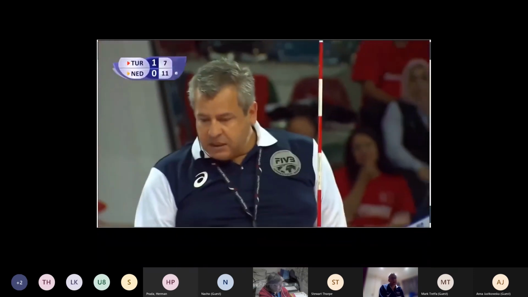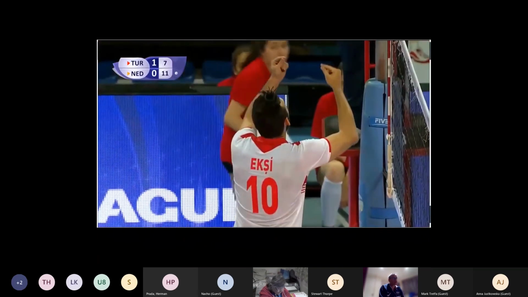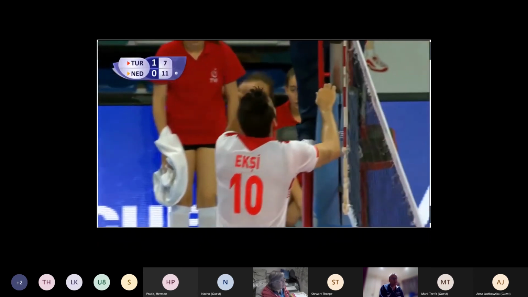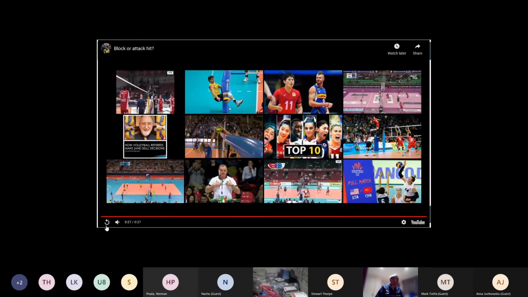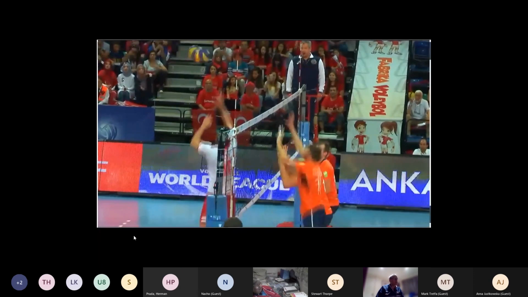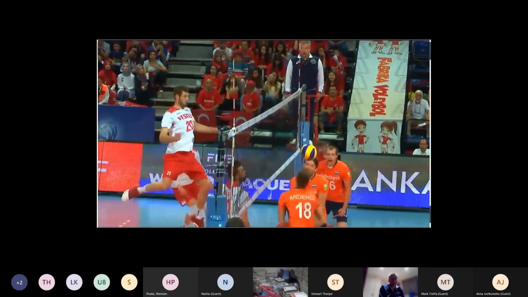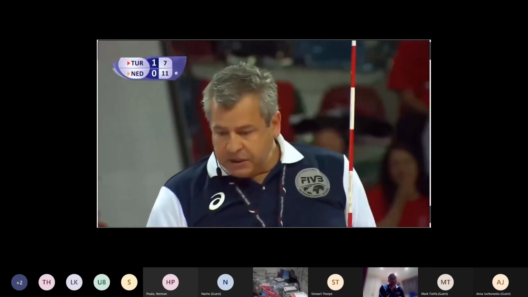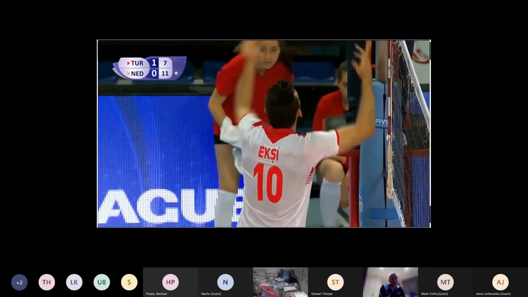Okay, now in this instance, we can see that the blocker has gone up to cover it. Now, obviously, the player here, number 10, is making a very strong point towards the referee and totally disagrees with the referee's view. So we have to think about what it is and isn't. So is it an attack hit? Well, it's not an attack hit, or an attempt at that, because it certainly wasn't completed.